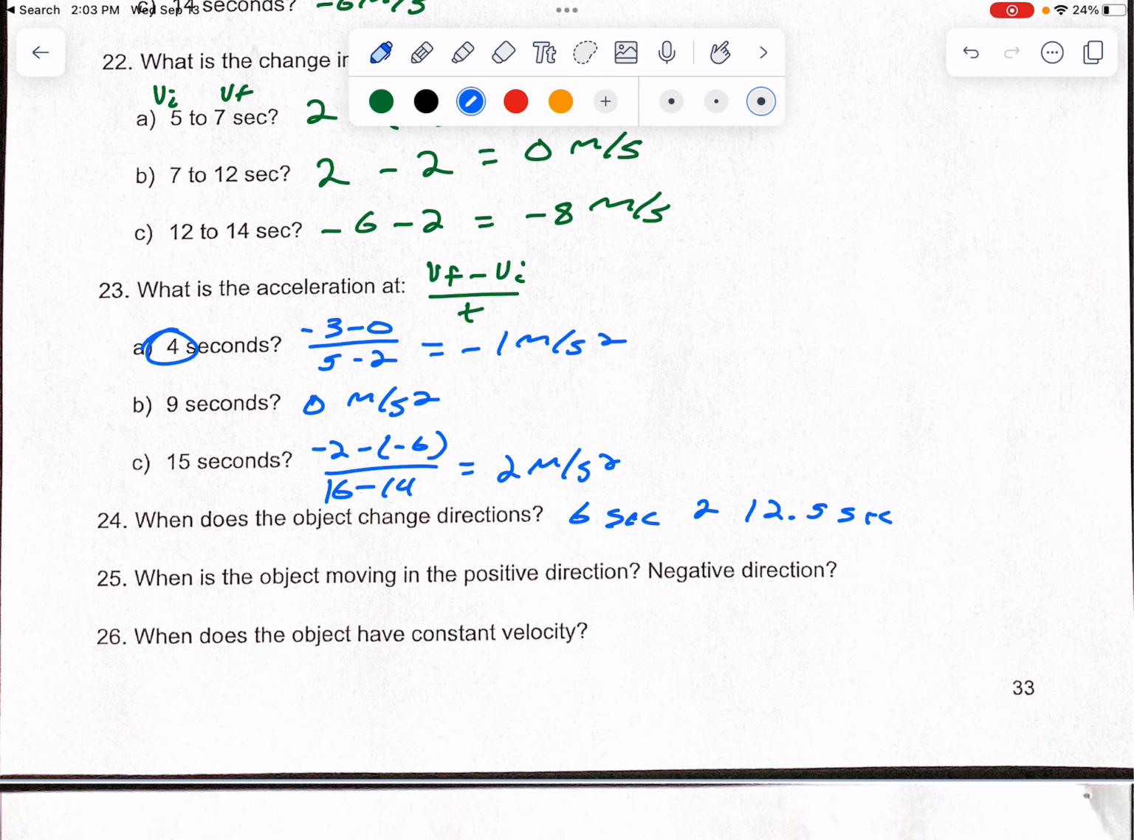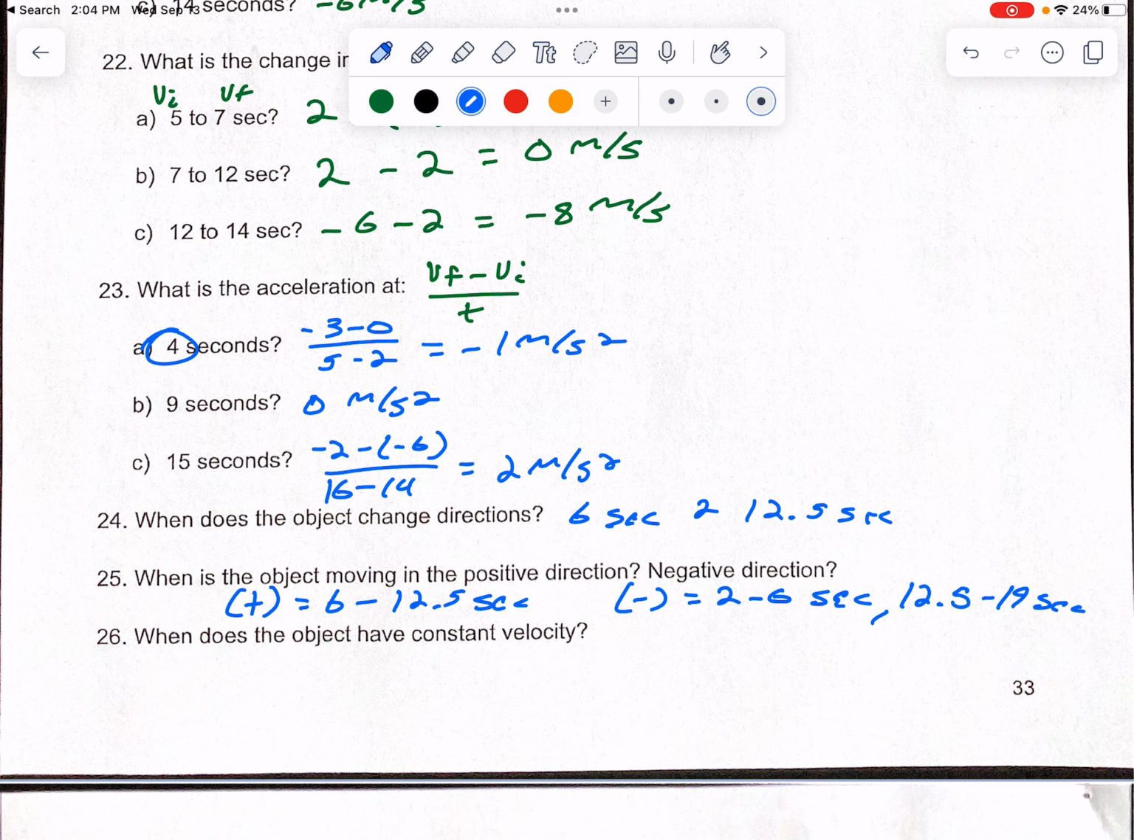That's when it happens. When is the object moving in the positive direction? Anytime you're above the x-axis. So anytime you're going positive, you're looking for above the x-axis. So that would be from 6 to 12.5 seconds. Negative would be anytime you're below it. It can be multiple different times, just anytime you're below it. So you're actually going negative from 2 to 6 seconds, and from 12.5 to 19 seconds. So you can have multiples.